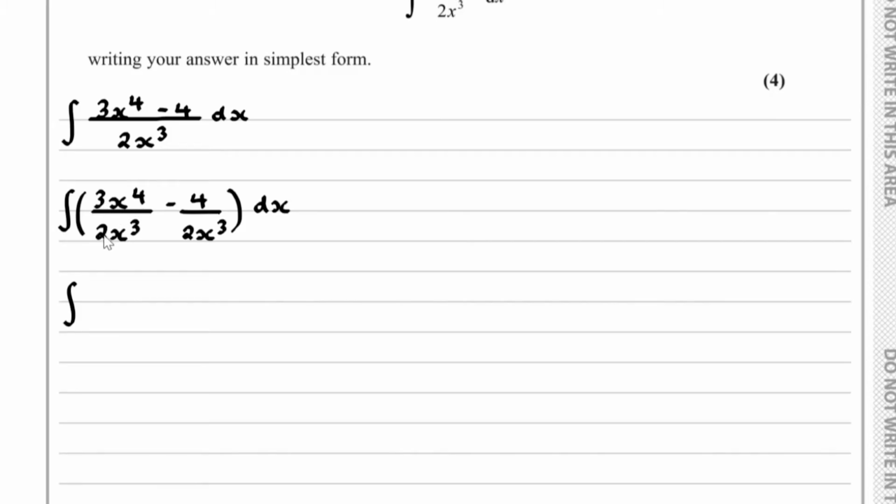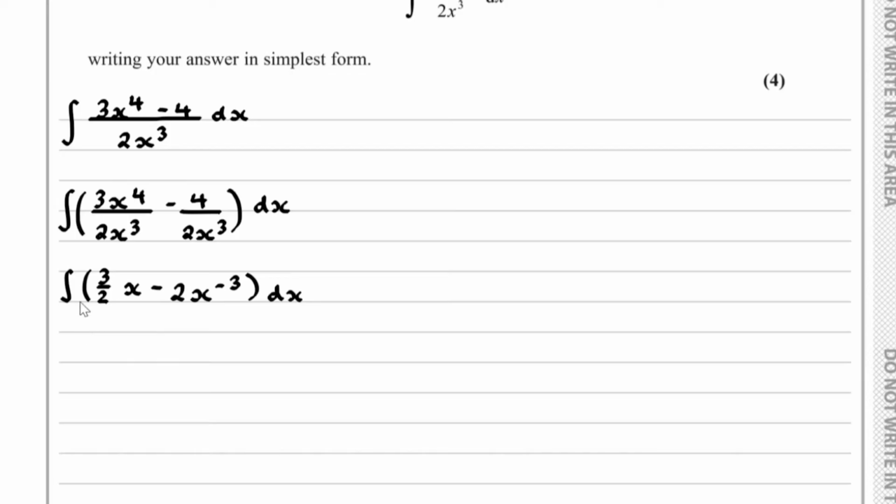3x^4 divided by 2x cubed. Well, 3 over 2 can be left as it is. And then x^4 divided by x cubed, that's just x. And then we subtract 4 divided by 2, which is 2. And then, of course, here we've got 2 over x cubed, which is the same as 2x to the power of minus 3. We will integrate this result with respect to x.